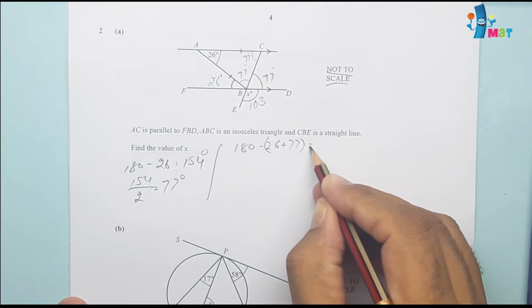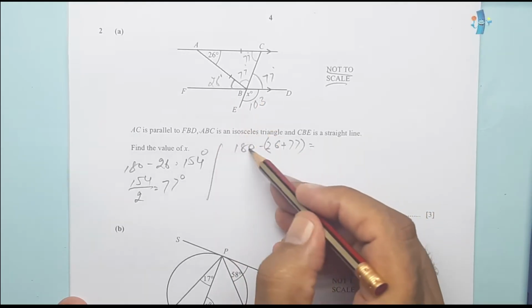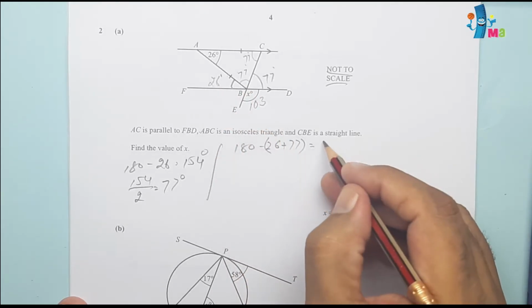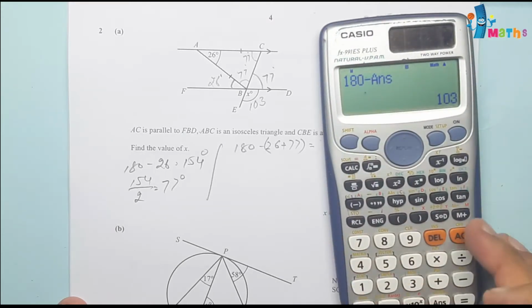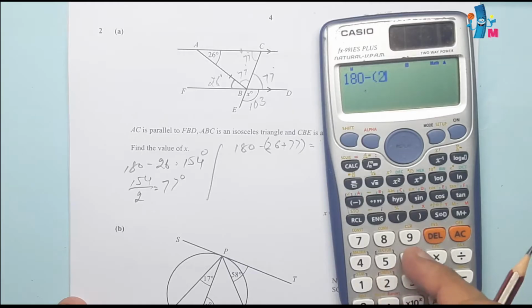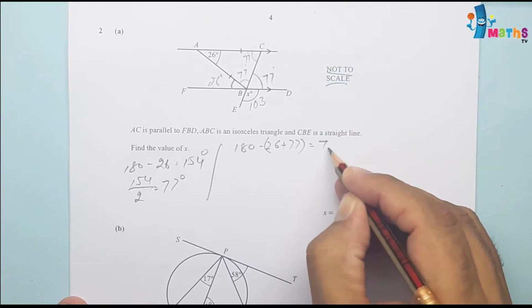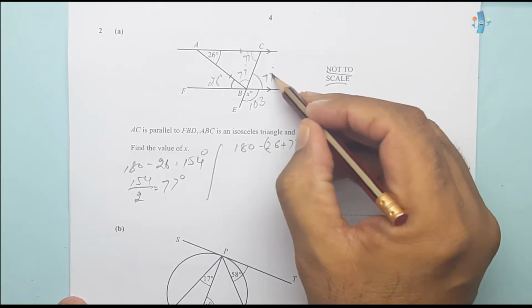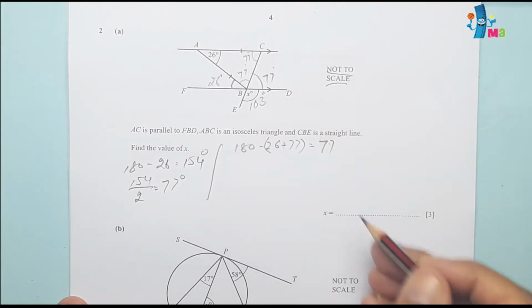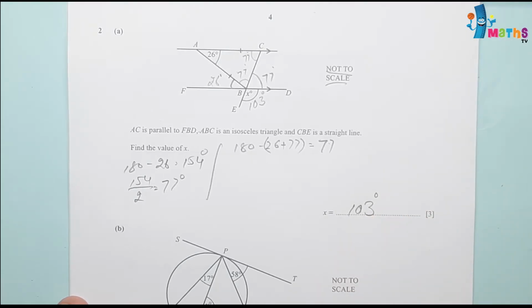So we can write this one. Basically we added one, this one is 77. I'll recalculate for this one. 180 minus 26 plus 77, this was equal to 77. So this angle was this one, and 103 degrees x value, so 103 degrees is our answer. Then comes to B part.